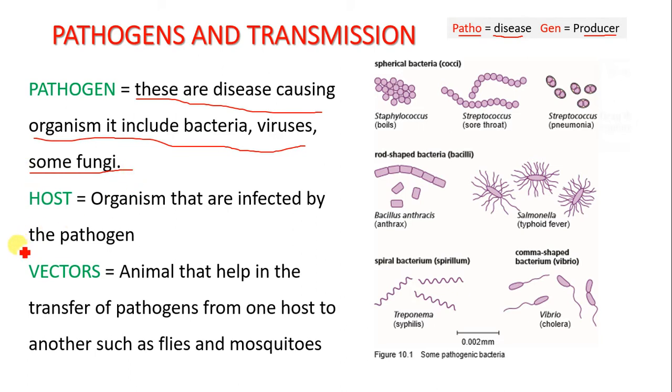Then another major keyword you need to know is host. Organisms that are infected by the pathogen are referred to as the host, while vectors are animals that help in the transfer of pathogens from one host to another, such as flies and mosquitoes. You need to know at least this definition because it comes out a lot, and you should be able to define it according to how it is stated in your syllabus.